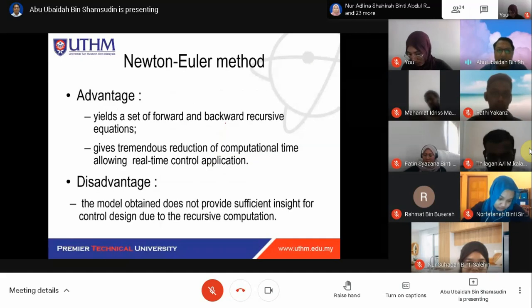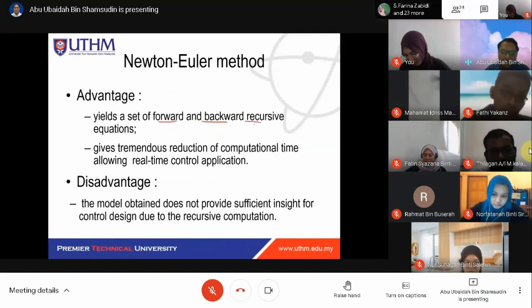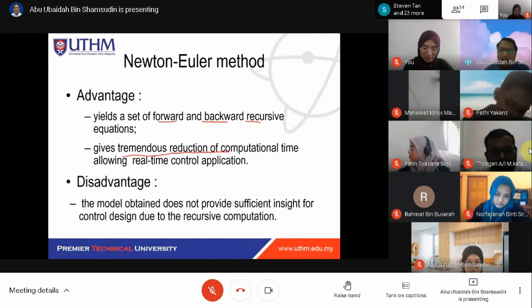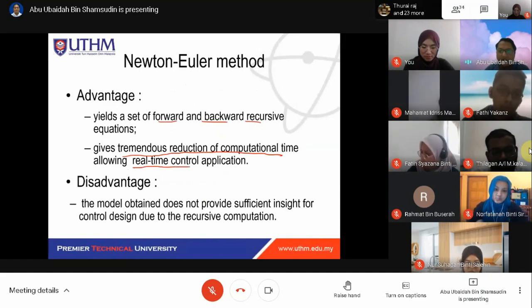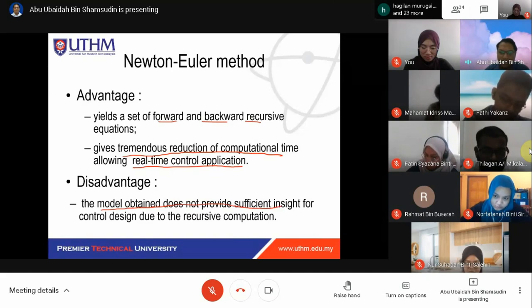Okay. So these are some more information regarding Newton-Euler. Newton-Euler has forward and backward recursive equations. It gives a tremendous reduction of computation time. That's why a lot of people want to use Newton-Euler, and it is important for real-time control applications. However, the model does not provide sufficient insight for control design due to the recursive computation.